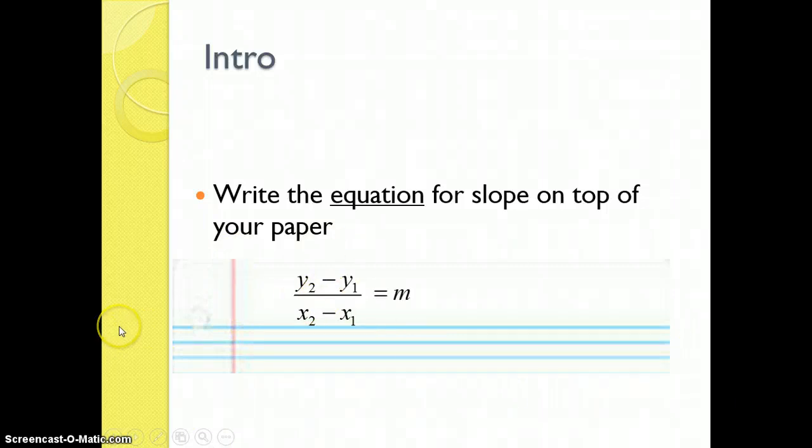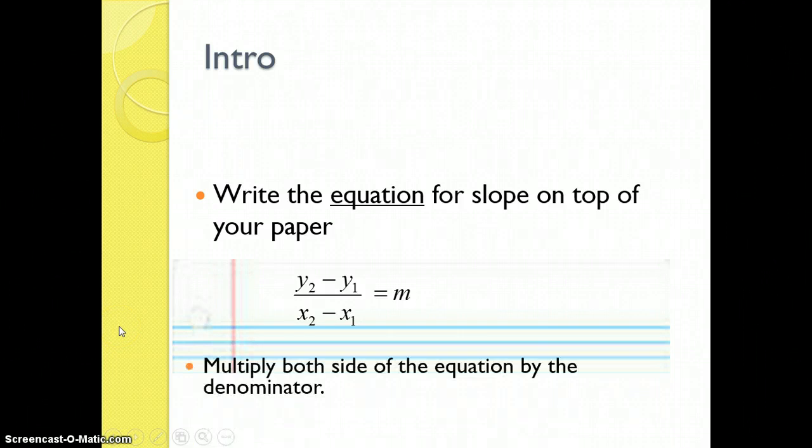Alright, now what I want you to do is multiply both sides of the equation by the denominator. So I'll give you a second to do that. This is the denominator, so multiply both sides by x2 minus x1. Alright, hopefully it looked like that.